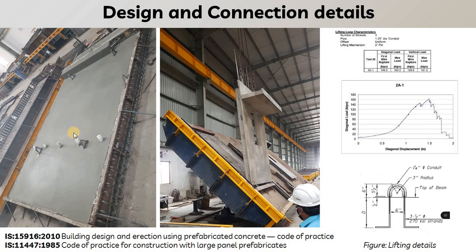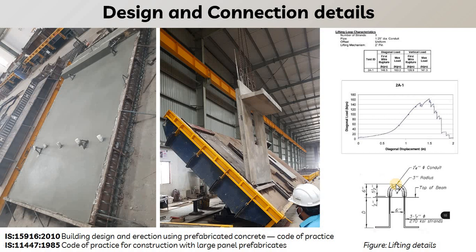So here in the panel you can see this is the nib portion, this is the height of the nib, or we can say the projection of the nib is 150 mm, on which the hollow core slab will rest. So here in this chart you can see the loading capacity for the lifting hoop. And here you can see this is the lifting details that is provided.